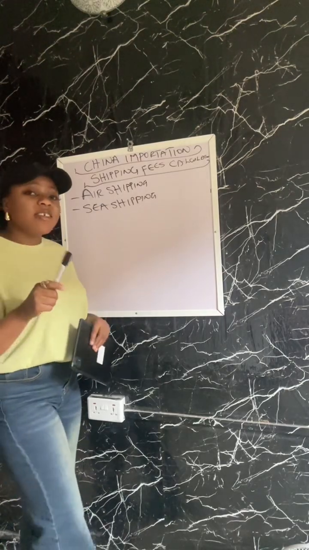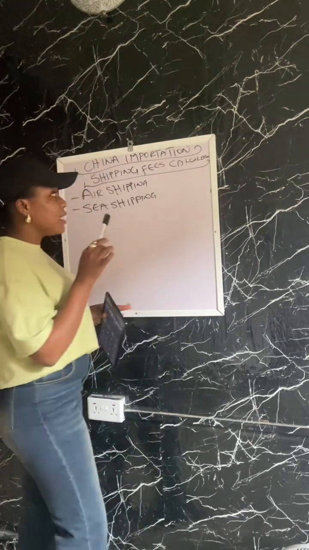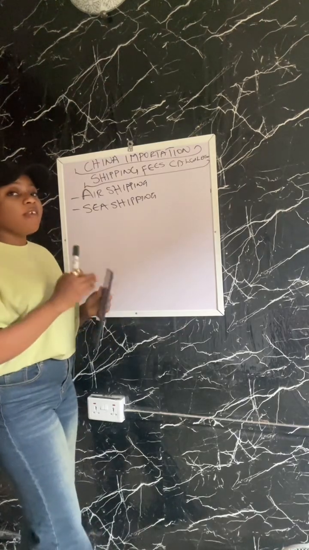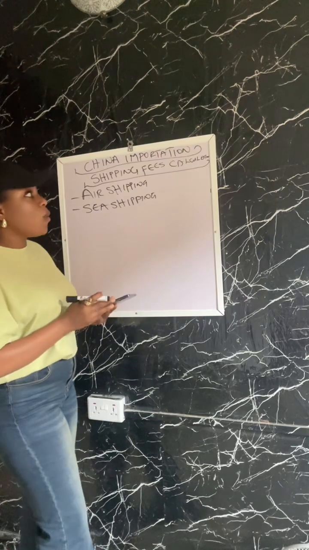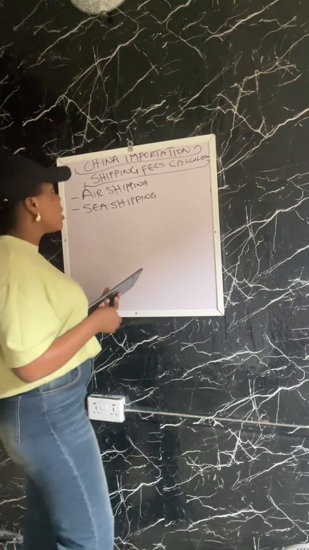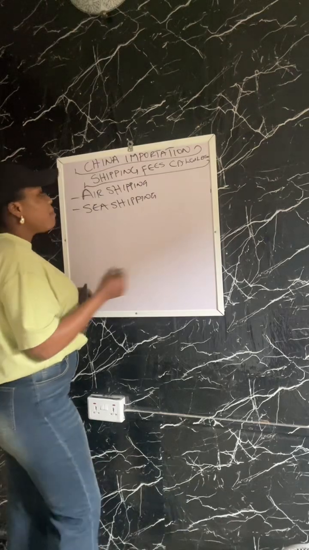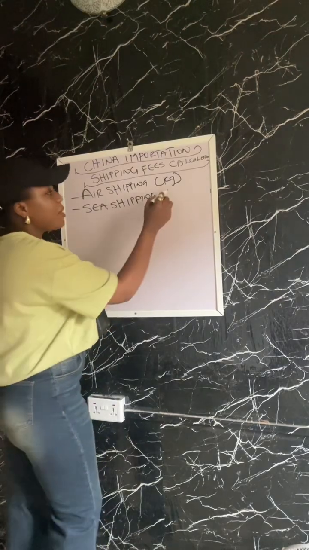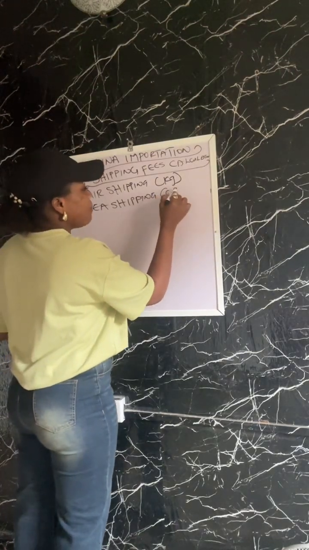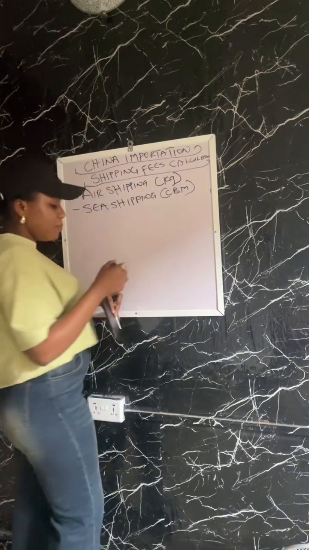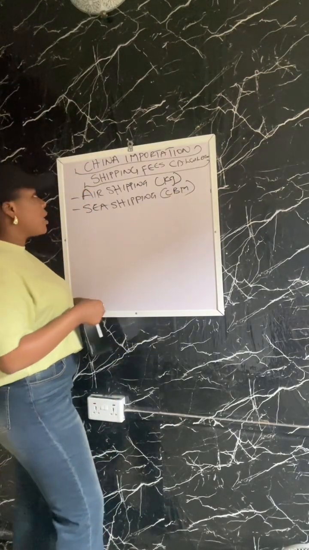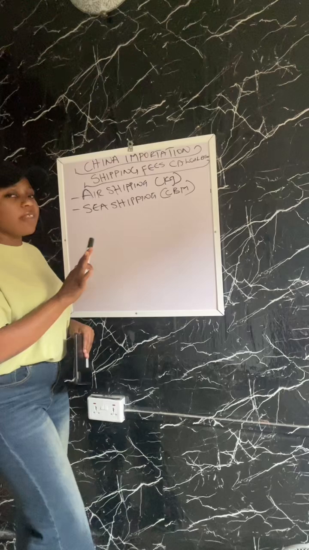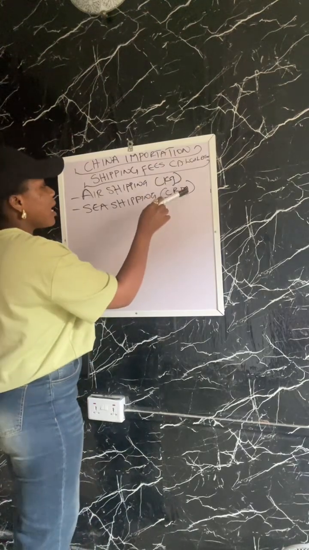If you've not watched my last video on shipping fees methods, you can go and watch it so you can have a full understanding of how shipping works. So for air shipping, it is measured in kg, like I said. Then for sea shipping, it is measured with CBM. CBM means cubic meters.